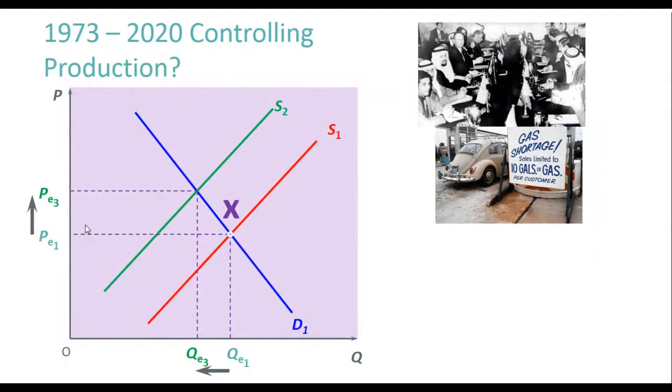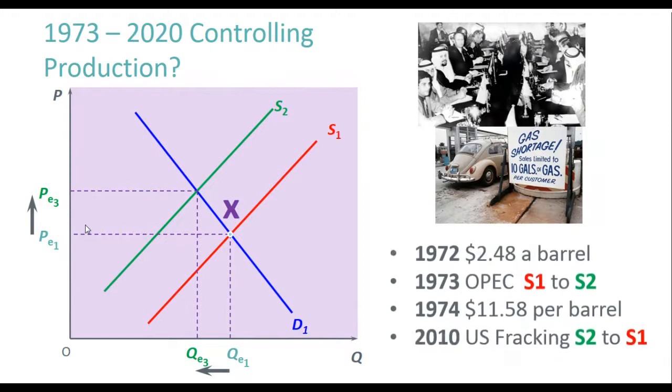In 1973, some countries got together, as we see at the top, in OPEC, to limit the supply of oil. They had clearly been to an economics class, because those shortages created a price increase, and the price of oil moved from PE1 to PE3 as the quantity was reduced from QE1 to QE3. In 1972, oil was $2.48 a barrel, and we saw that S1 to S2 moved it out so that by 1974, the price of oil was $11.58.